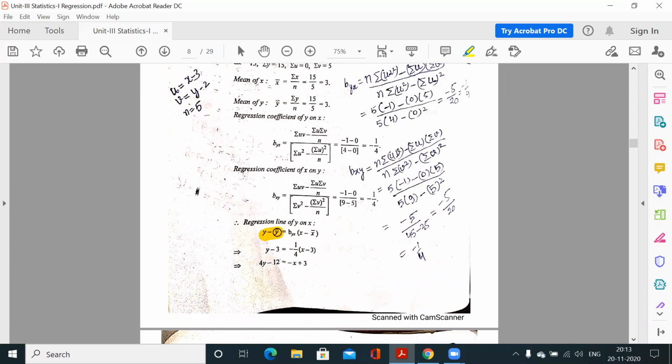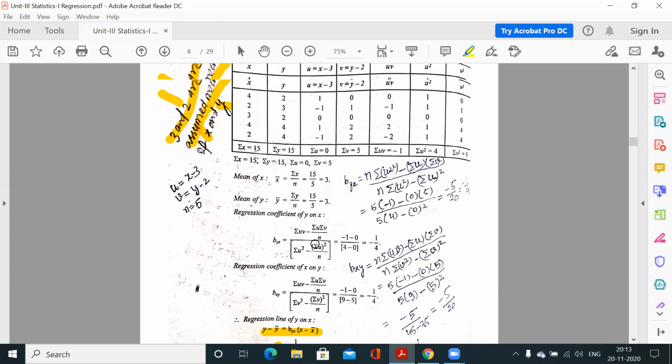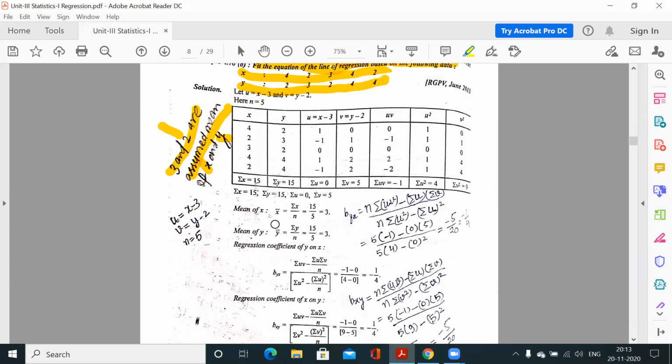So regression line of y over x: y minus y bar is equal to b_yx into x minus x bar. So again, y bar is 3. In this case also we need the actual means, because y bar and x bar are the actual means of x and y data. So first we need to calculate the mean.